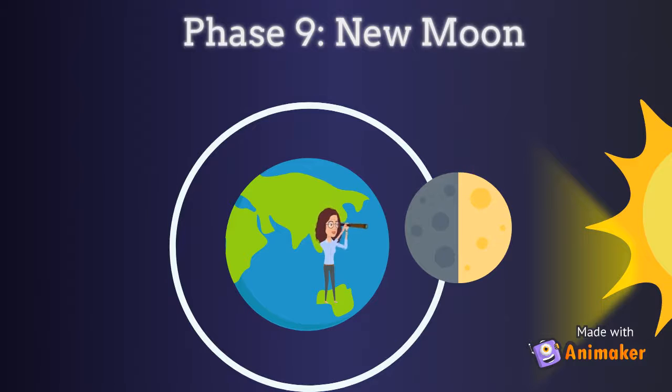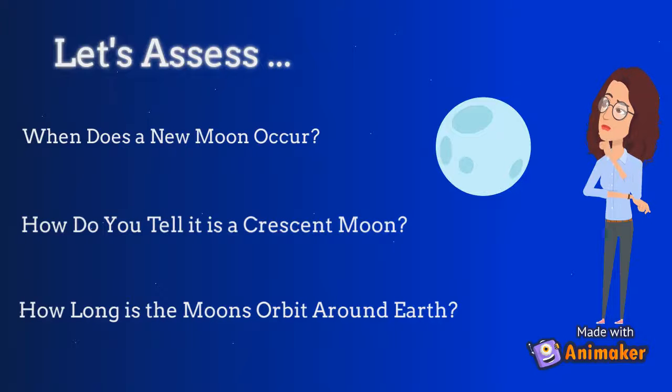The ninth phase is back to a new moon, and the moon has completed its 1 month orbit around Earth. It'll then begin again throughout its 9 lunar phases for another month.